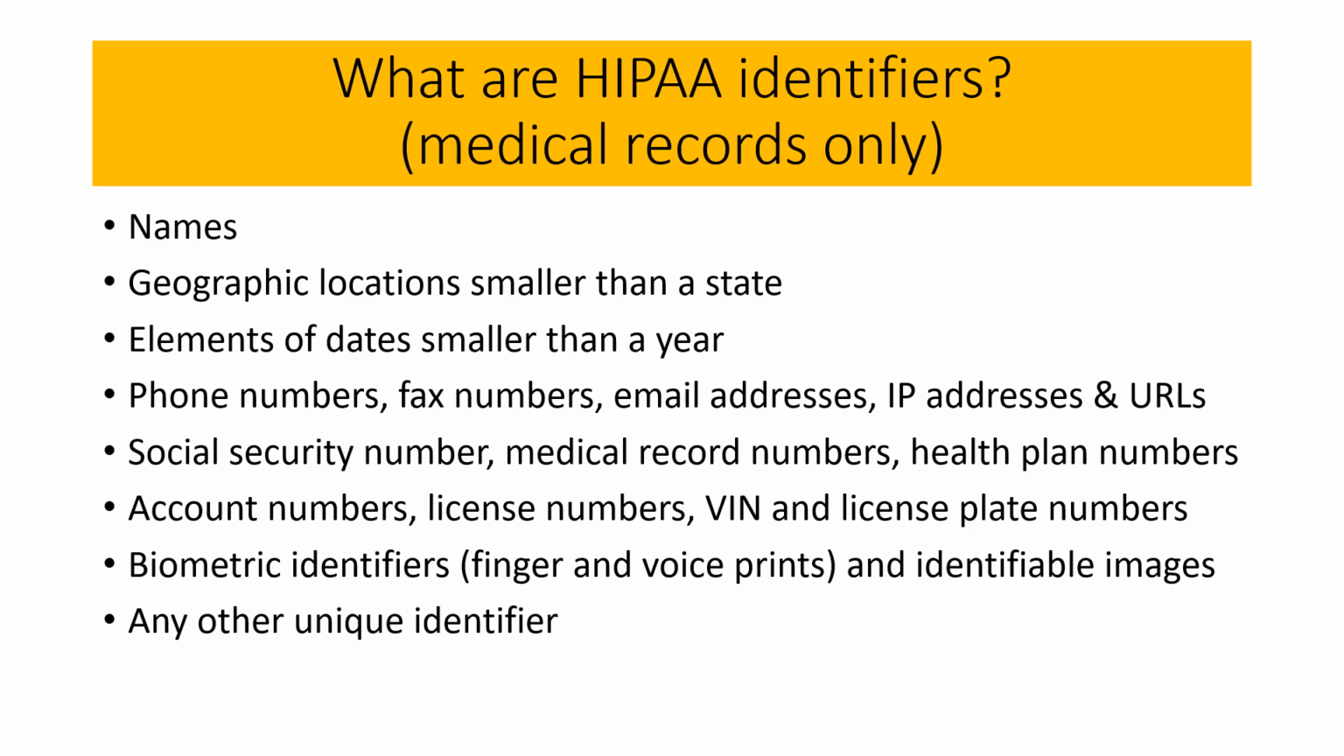Any of these: names, geographic information smaller than a state, elements of a date smaller than a year like a birth date, any identifying communication numbers, record numbers or account numbers, any biometric identifiers and images, or other unique identifiers will be considered PHI if the data comes from medical records. Do a Google search for HIPAA identifiers to see the entire list.